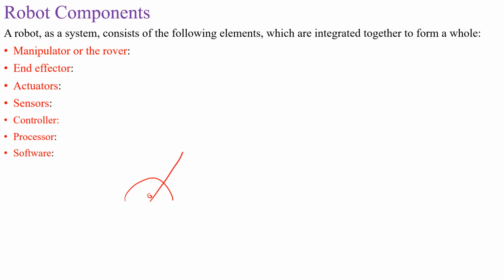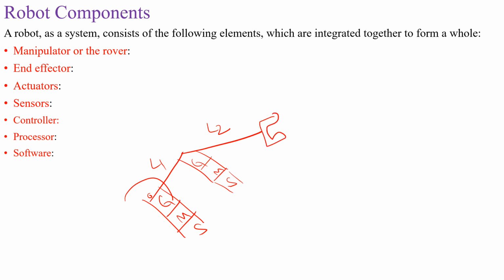Let us take one simple manipulator. This is link 1, this is link 2, and this is a joint. In each joint you have a gear arrangement, motor and sensor. Here also you have a gear arrangement, motor and sensor. This is the end effector, this is your gripper. Here also, at this joint, you have motor, sensor and gears.